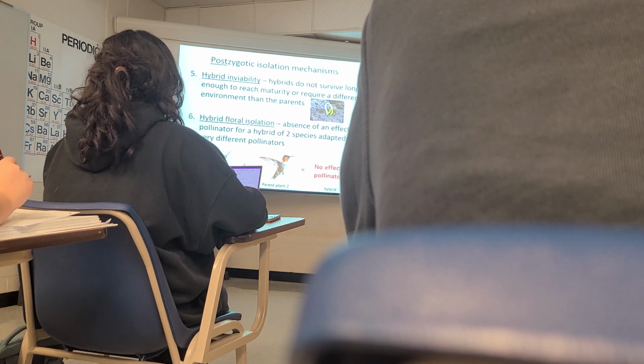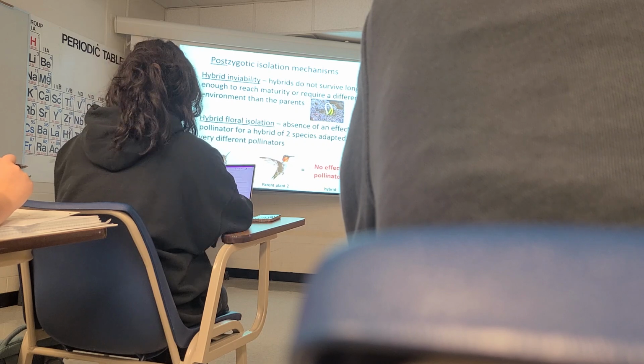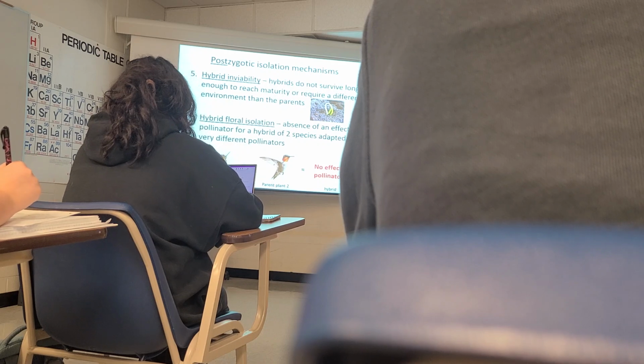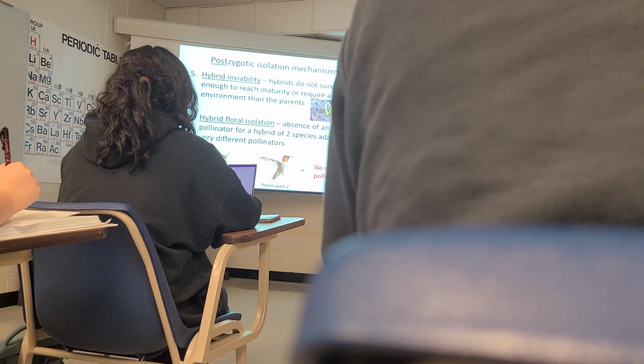So it is similar to that process, as we have floral isolation, a structural issue with the flower here, but it's hybrid floral isolation because the parents have actually made it past those first two steps, mating and fertilization. It's the offspring that's having the problem. But the offspring have to be able to reproduce in order for these parents to be the same species, and if there's no effective pollinator, they can't do that. Okay, so that would be a little bit different than the pre-zygotic version of floral isolation.